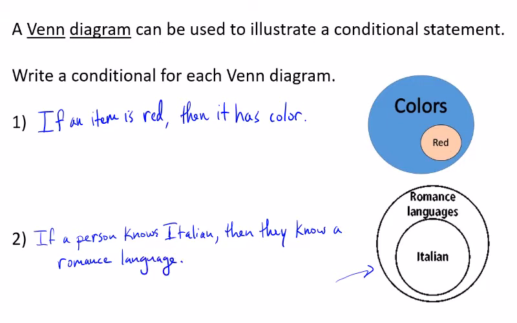All right. So basically, the circle inside, right, becomes your if, or your hypothesis, and the larger circle is your conclusion, right? So if it's in here, right, if it's in here, then it must be in here.